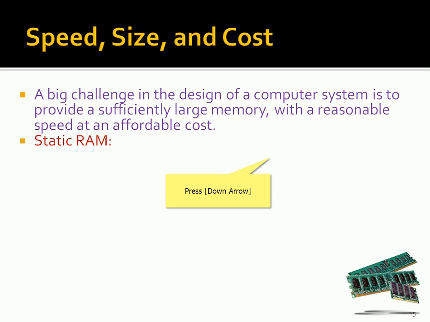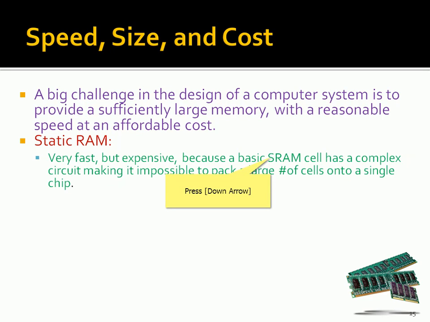So static RAM is very fast, but it is expensive, and more power is required because the basic SRAM cell has a complex circuit, making it impossible to pack a large number of cells onto a single chip. You have seen that two transistors are required at the minimum, and the diodes are merged with those to form a cell. So the size is more and it is expensive, and the density is very less, right? So area is more, so density is less.